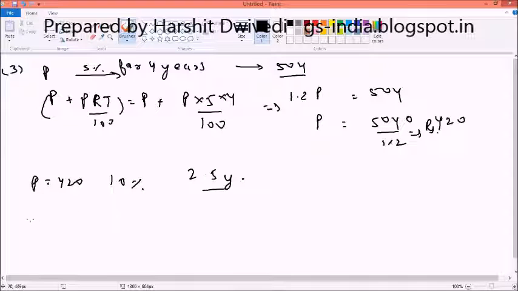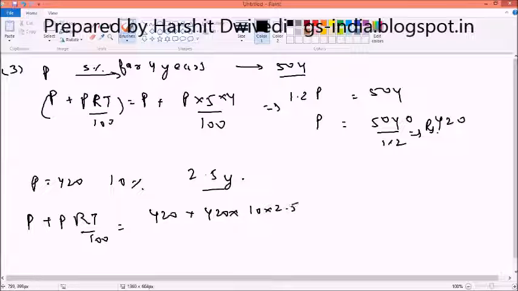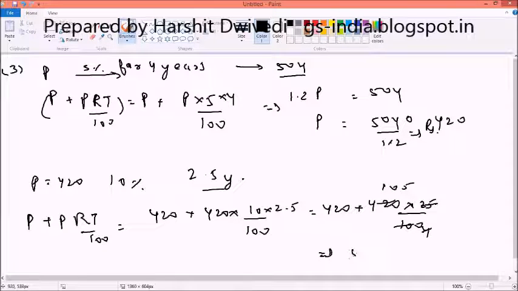So in this case, again this formula will be applied, P plus PRT by 100. By using this formula, I can say 420 plus 420 into 10 into 2.5 by 100. It becomes 420 plus 420 into 25 by 100. This 25 4s are 100, and this 4 1s are 4, 105. It becomes 525. Your 525 is the answer.